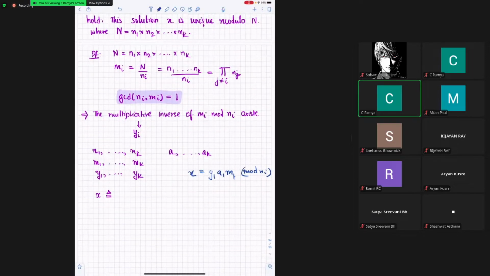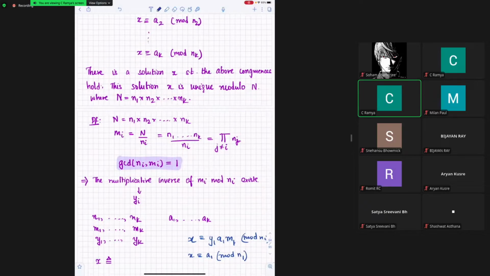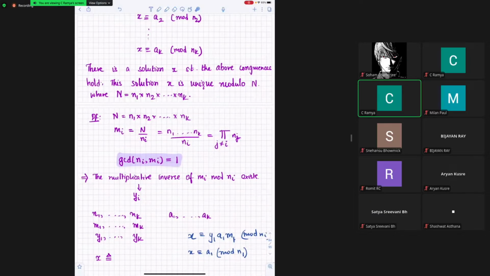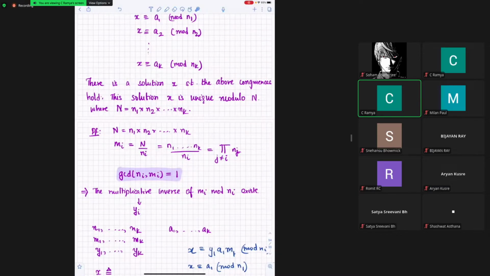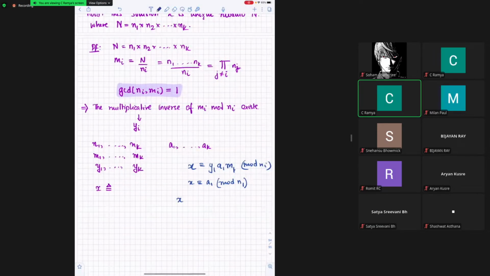This definitely satisfies the first congruence, right? x is congruent to a1 mod n1. But what about the other congruences? That we don't know. So for this term, when you divide by n2, I don't know what remainder it is. The only thing I know is when I divide by n1, the remainder is a1, which satisfies the first congruence. Now I want my solution x to leave a remainder a2 when divided by n2, right?